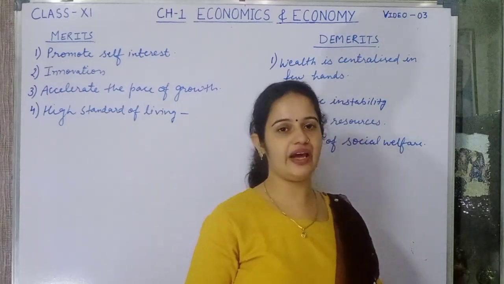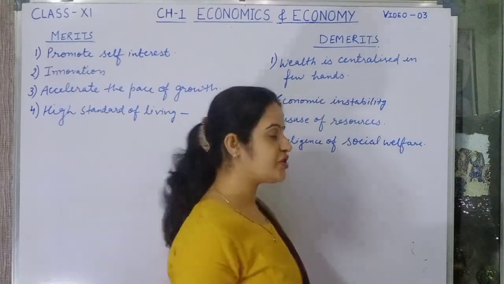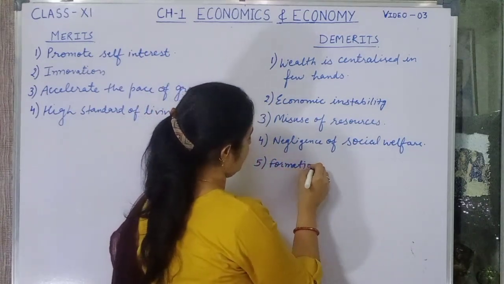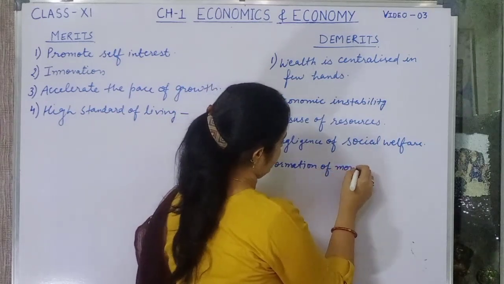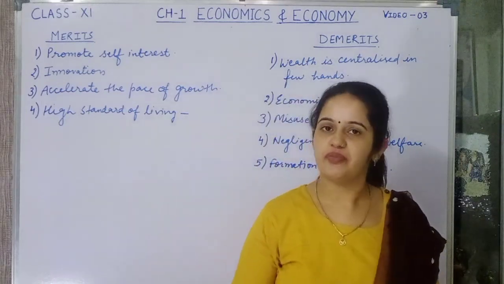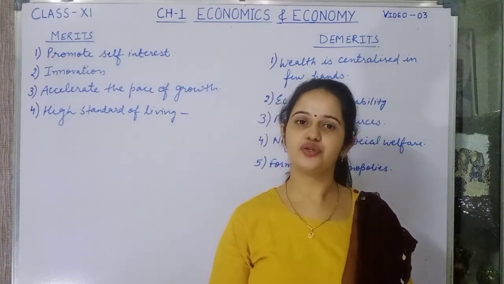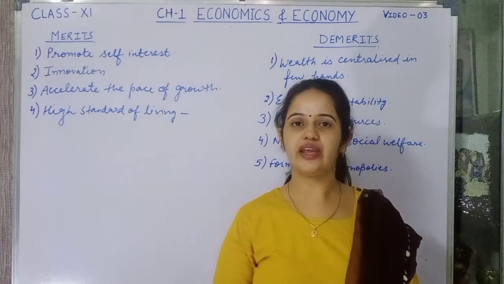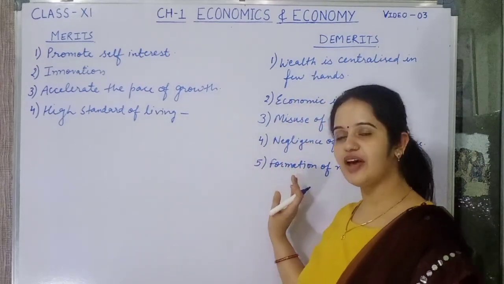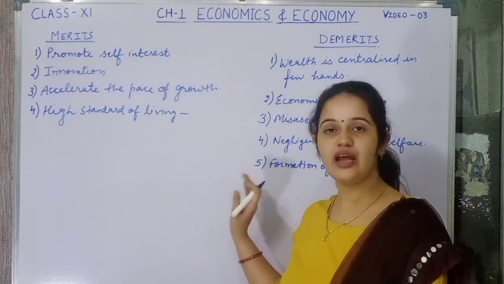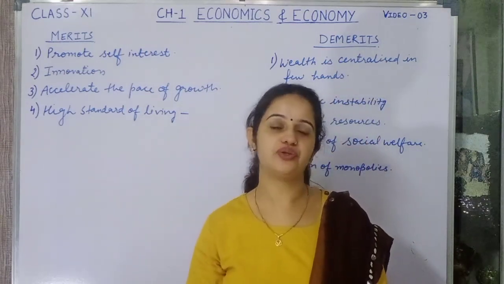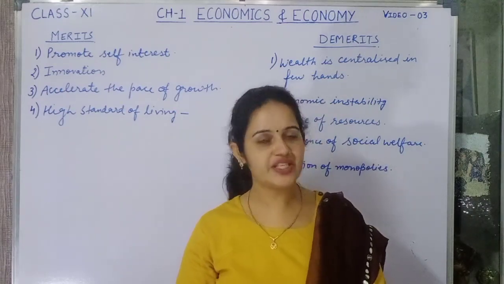And the last drawback of capitalist economy is formation of monopolies. Because power is in the hand of private ownership, private individuals, some private owners create monopolies also. So these are the merits and demerits of capitalist economy. Now we will talk about the third and last economy according to degree of control, that is mixed economy.